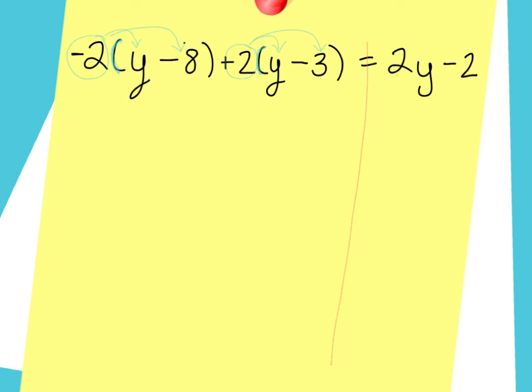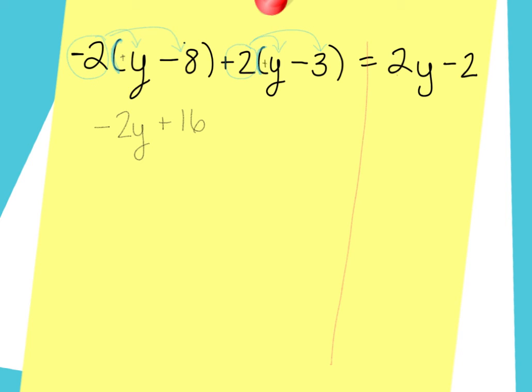So this is going to be a negative 2 times a positive y. Negative and a positive is negative. 2 times y is 2y. And then we have negative 2 times negative 8. A negative and a negative make a positive. 2 times 8 is 16. Okay, now that that's done, without messing anything up, you can go straight into the other distribution.